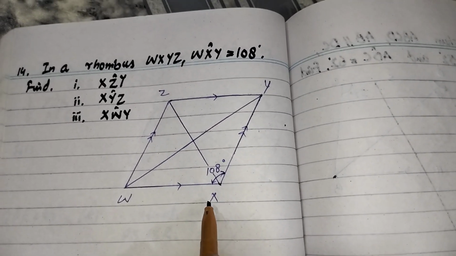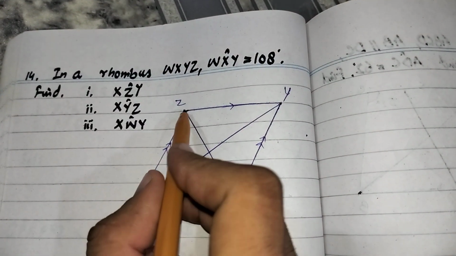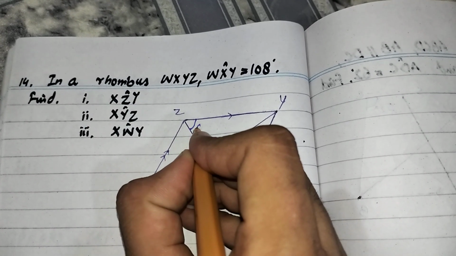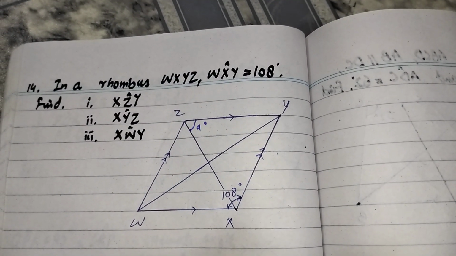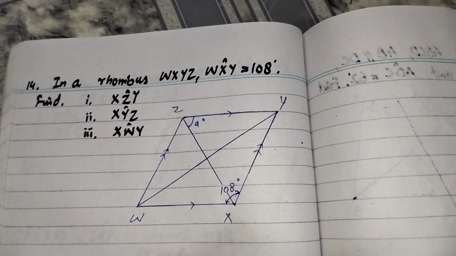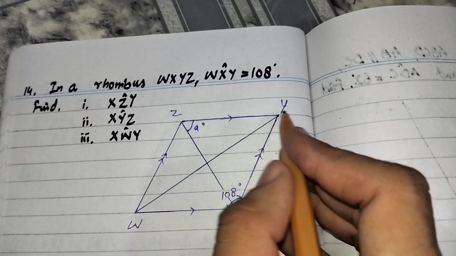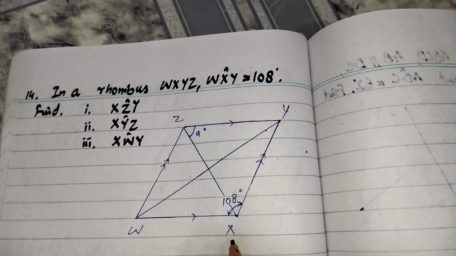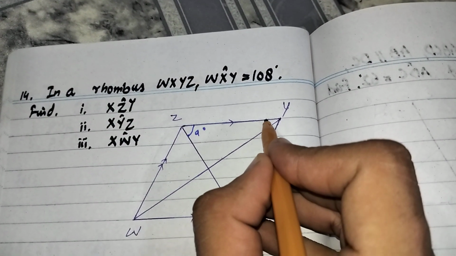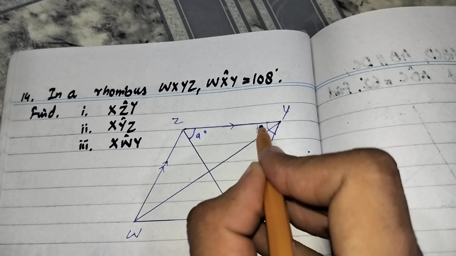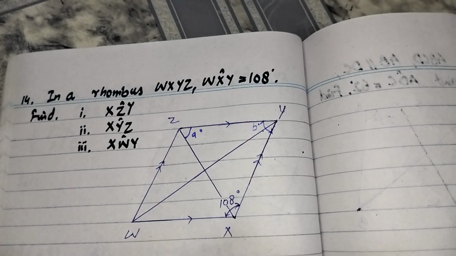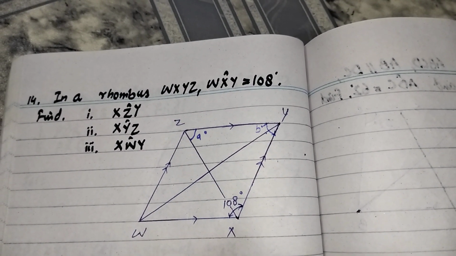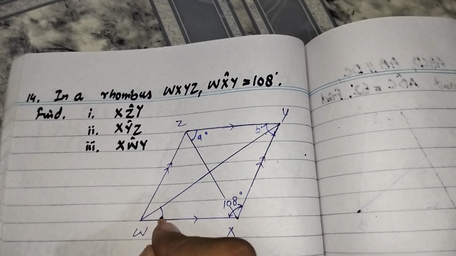First, we have to find angle XZY. I am giving this angle the name A degree. Second, we have to find angle XYZ, this complete angle. I am giving it the name B degree. Third, we have to find angle XWY, which is C degree.